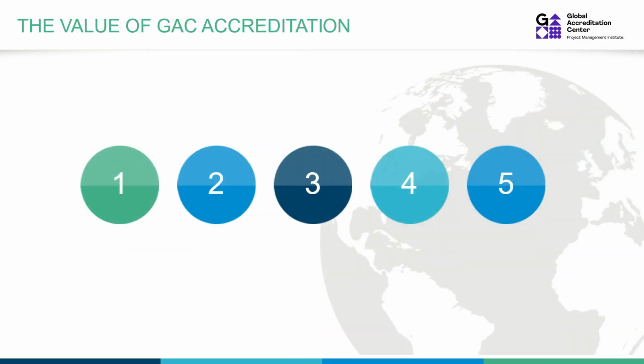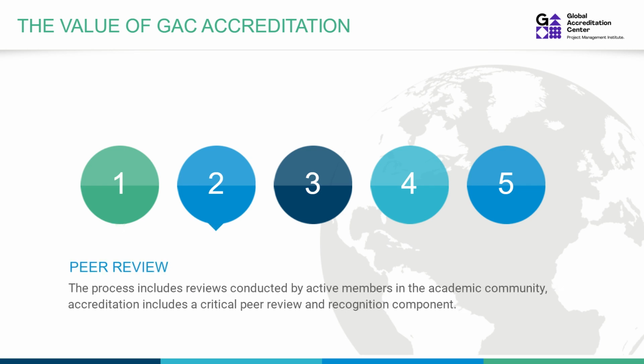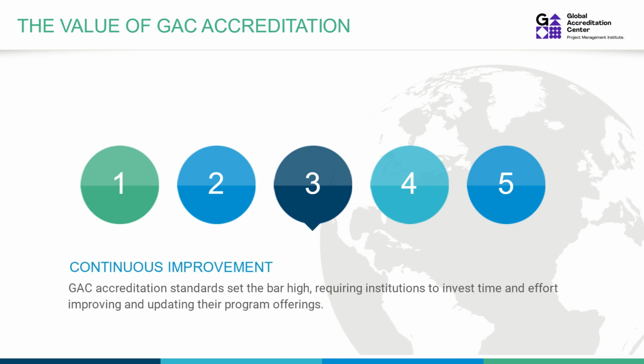Let's take a moment to review the value GAC accreditation brings to academic institutions and the students they serve. Academic integrity. GAC accreditation denotes academic quality, and it helps students, parents, and other stakeholders make informed decisions when selecting a program of study. Peer review. As the process includes reviews conducted by members of the academic community, accreditation includes a critical peer review and recognition component.